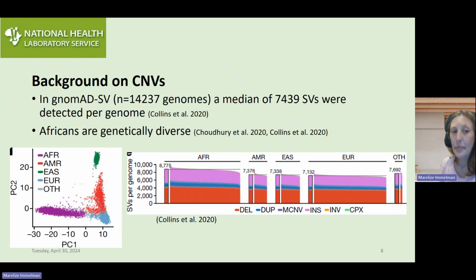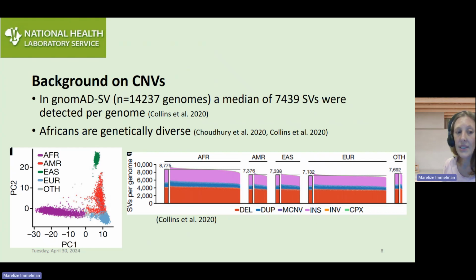There is a database called gnomAD Structural Variation, which has included data from about 14,000 genomes and detected a median of over 7,000 structural variants in each genome. But when you compare different populations, you can notice that Africans are genetically diverse and have a higher median of structural variants per genome compared to, for example, the European population.